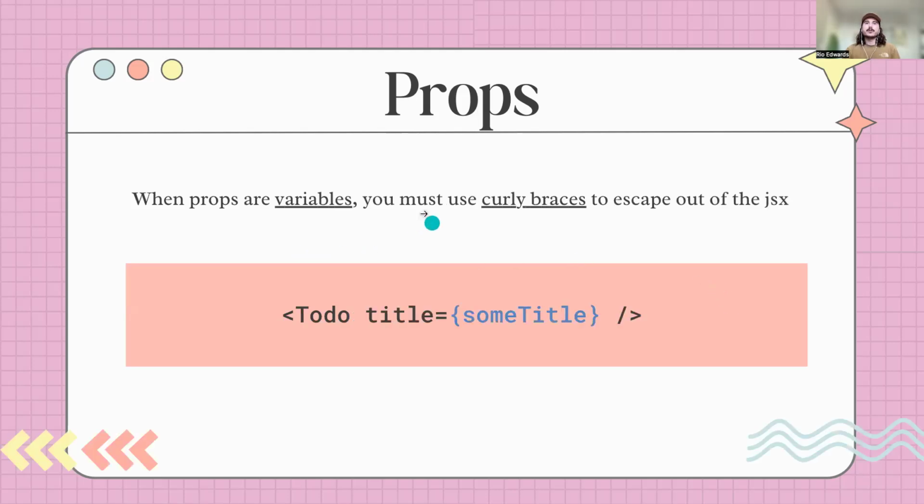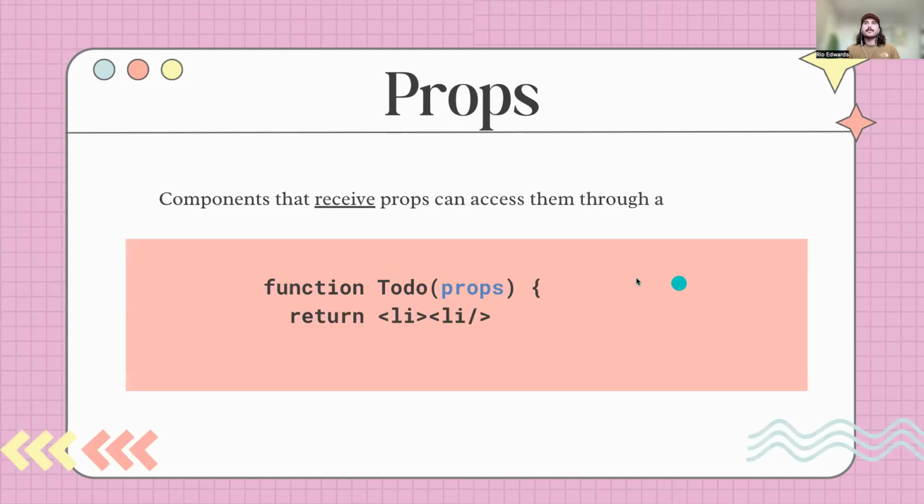In these previous examples, we've been passing in primitive values, so a string, a number, whatever. Now we want to pass in a variable. You have to wrap it in curly braces. So here we have a variable called sumTitle, which could be a string, an object, whatever. And when we're passing in a variable, we use curly braces like that.